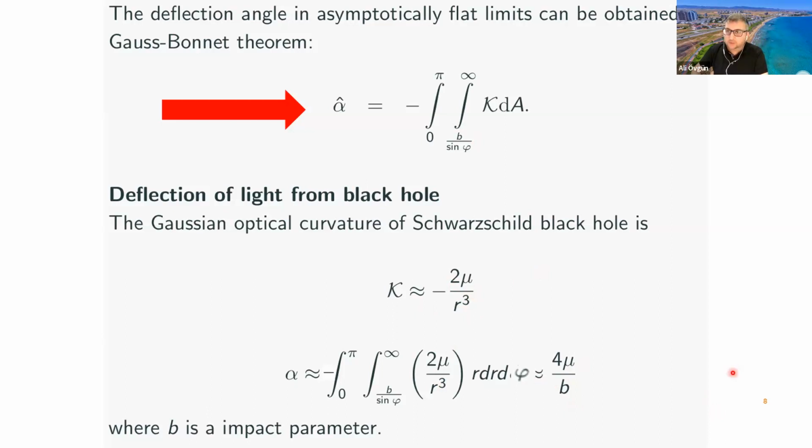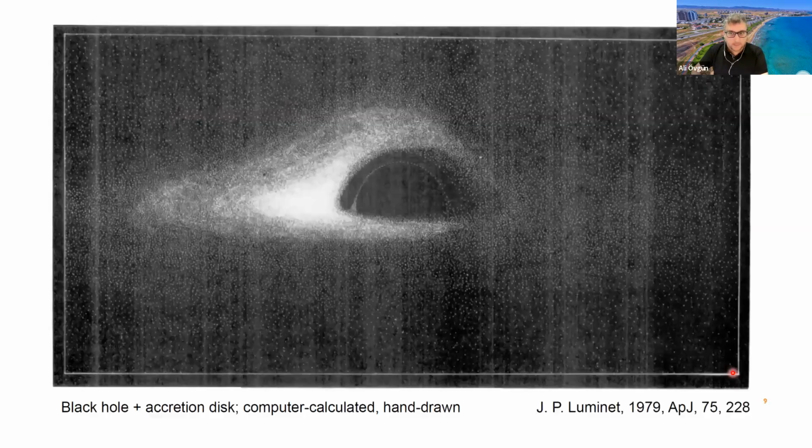So first of all, I want to review this method. Another important thing is the shadow of the black hole. Here you can see the first figure of the black hole shadow, which was drawn by hand by Luminet in 1979 with the accretion disk. They made a computer calculation, but hand drawn.